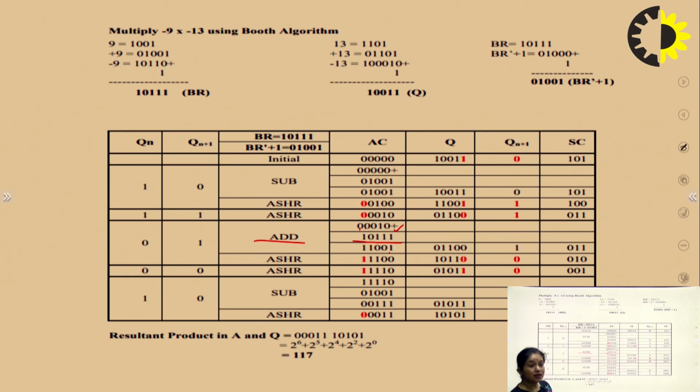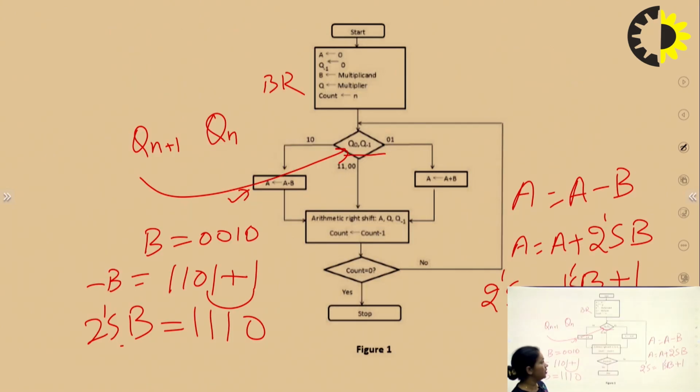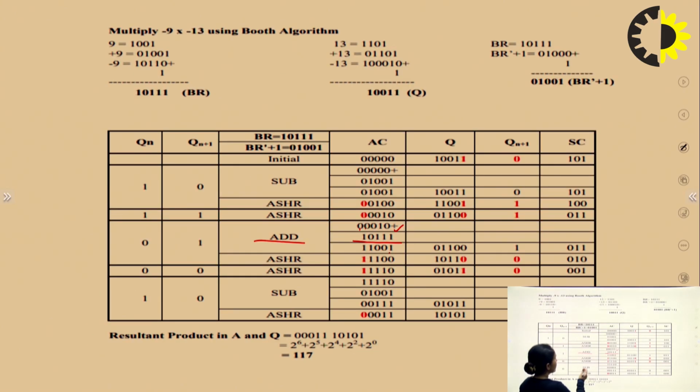Okay, addition is done. Is the step complete? No. We need to go for the arithmetic shift again. Let's do it. This 0 will go here, and this one will come over here. Now 0 0 1 1. Now what will the value be? That will be 1, because the same bit will be copied.